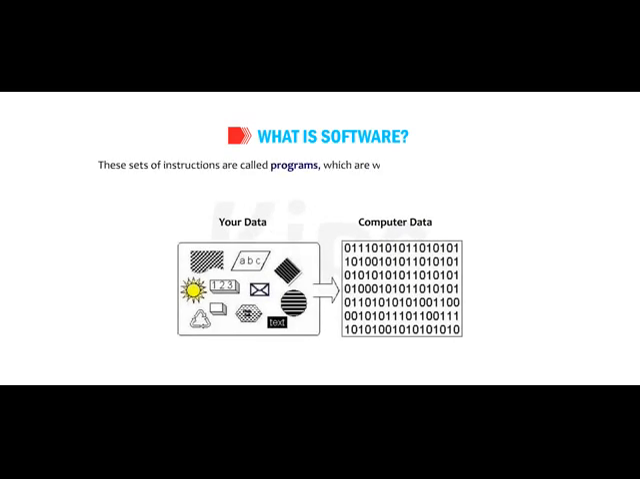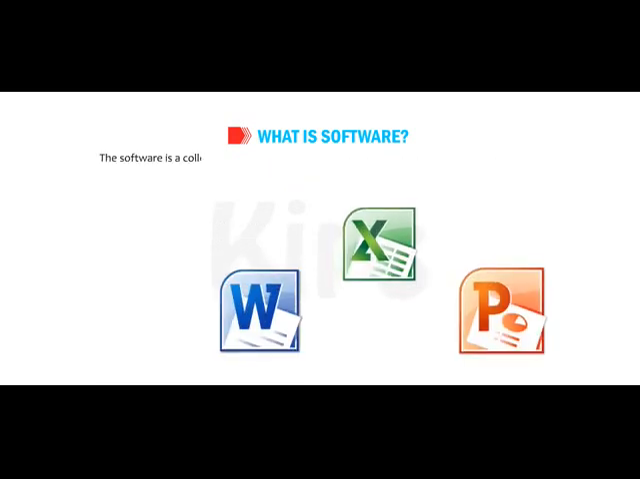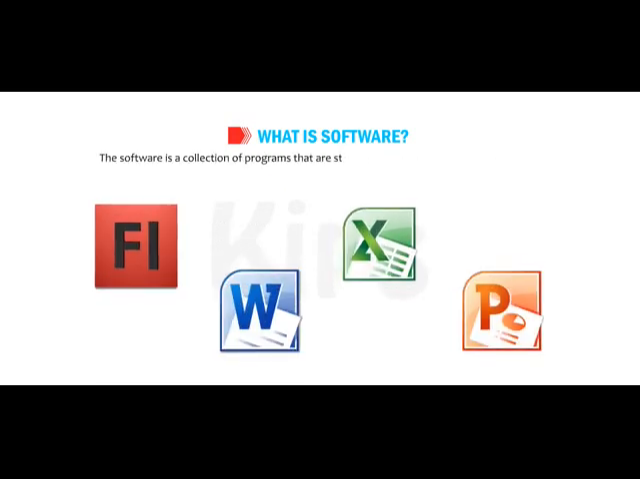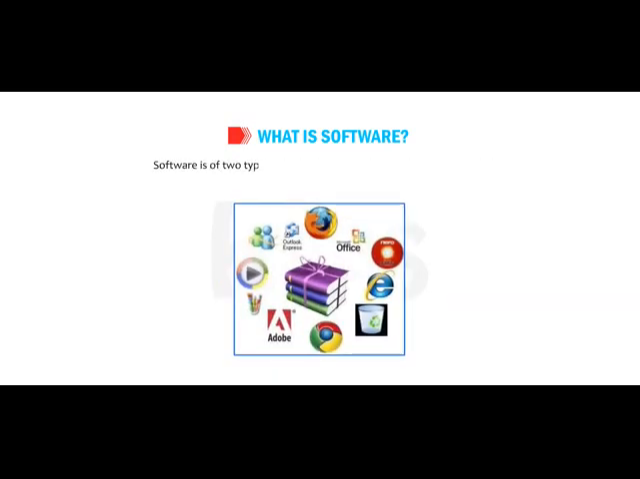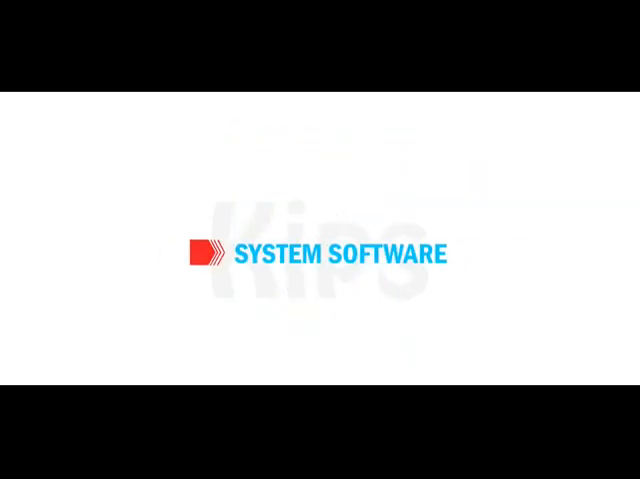These sets of instructions are called programs, which are written in computer languages. The software is a collection of programs that are stored and run on the computer hardware and help users to work on the computer. The software is that part of a computer which cannot be touched or seen. Software is of two types: system software and application software.